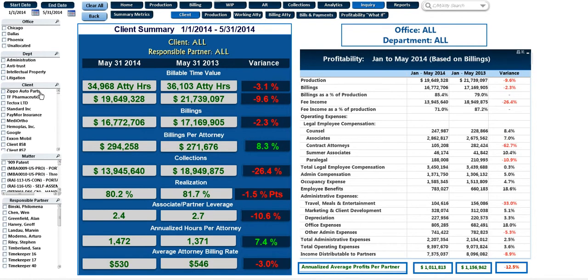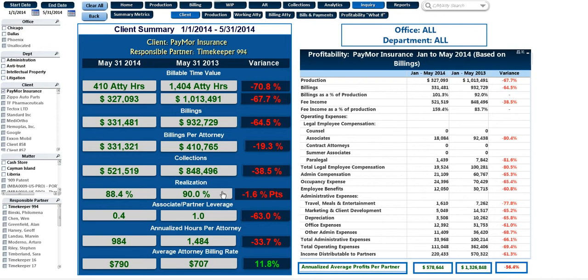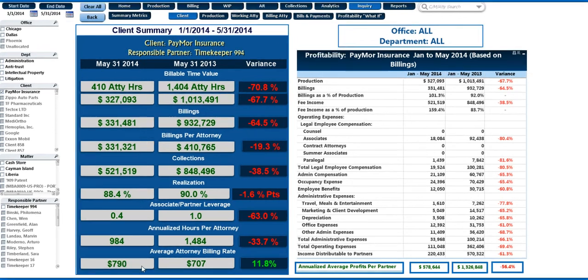The other side of the coin is client Pay More Insurance, generating well under the firm average in terms of average profits per partner, as well as substantially worse than last year for the same client. Notwithstanding higher realization, we see very little associate participation and quite poor attorney productivity numbers this year as compared with last. The high average billing rate and the high billings per attorney numbers are explained by the fact that it is substantially partner time. All factors have as their outcome unsatisfactory per partner profitability.